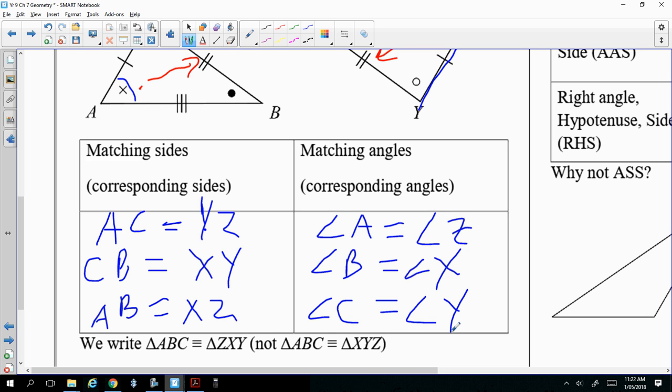Now if 2 triangles are congruent, we have a symbol for congruence, which is this symbol here. The 3 horizontal lines mean congruent to. So we say triangle ABC is congruent to triangle ZXY. Say again? No, congruent to. See that congruent to symbol? Ah, triangle. Okay, sorry, I think I did say triangle. Okay, triangle ABC is congruent to triangle ZXY.